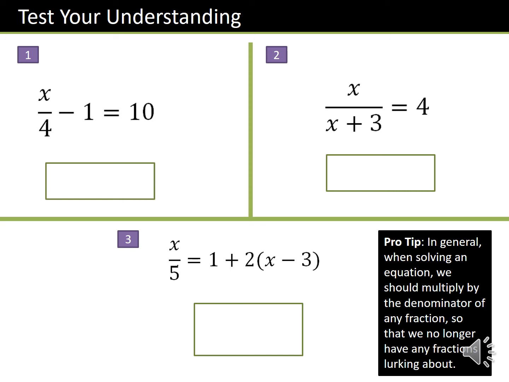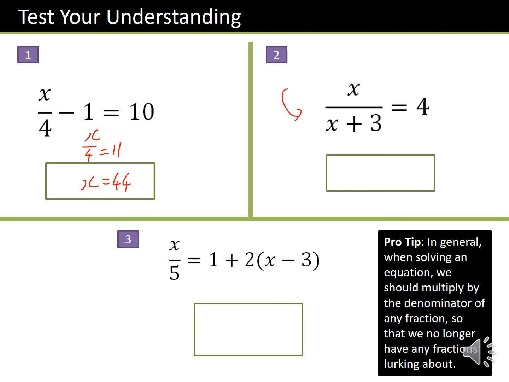Okay, so question 1. So we start off, we add the 1 to both sides. So that gives us x over 4 equals 11. And from there, we can times both sides by 4 to get x equals 44. So started off adding 1, and then we times by 4.